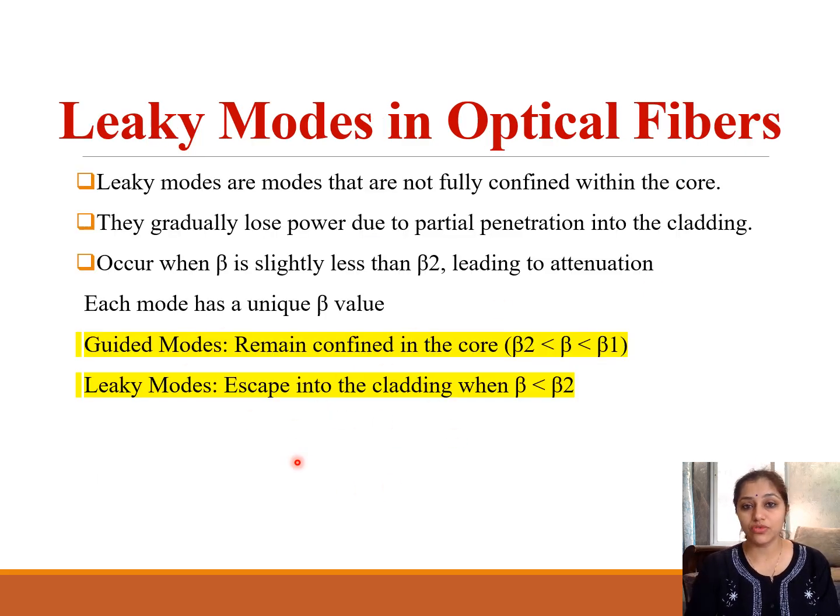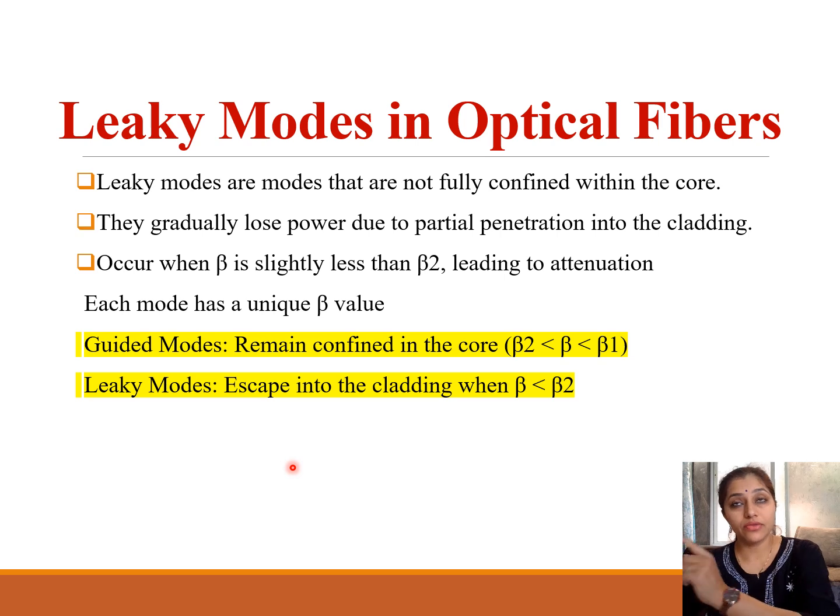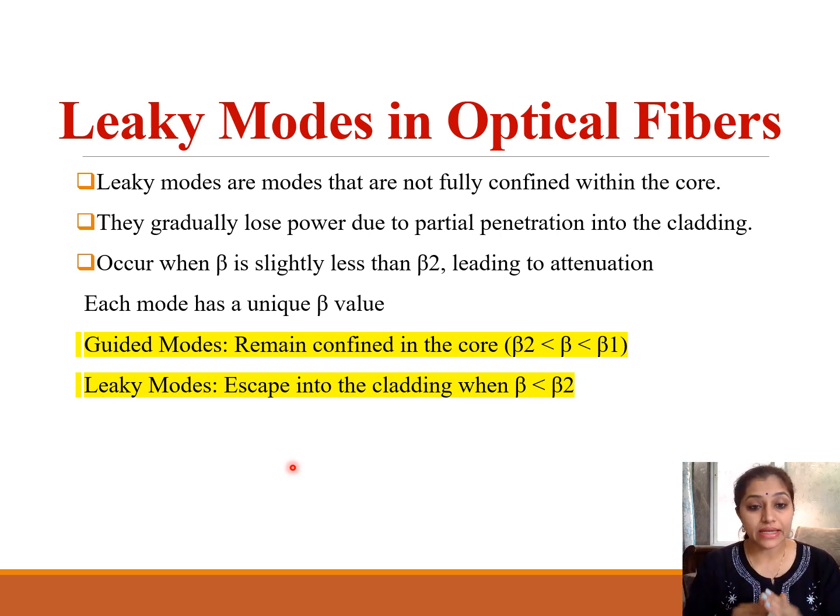There are two types of modes, guided modes and leaky modes. A guided mode is a mode which travels through the core and can travel up to the receiver. But leaky modes leak into the cladding. They don't reach the receiver end. Why do leaky modes occur? If the propagation constant is less than the cladding's propagation constant, then obviously light will enter the cladding. So leaky modes are modes that are not fully confined within the core. They gradually lose power due to partial penetration into the cladding.